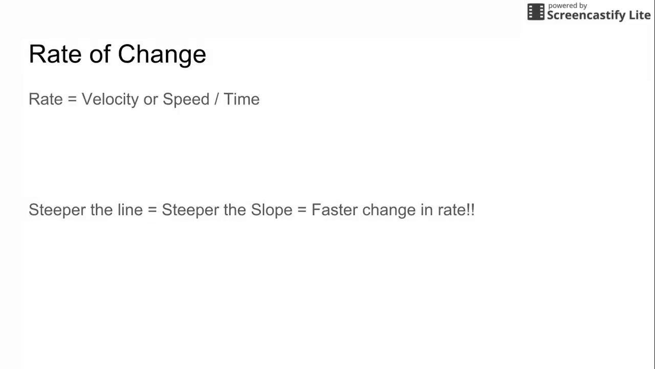So when we talk about rate of change, we're talking about the rate of the velocity or the speed over the amount of time it took to get there. So the steeper the line, the steeper the slope, and the faster the change in the rate. And this is very similar to what we talked about in math, with the rate of change increasing as the slope gets steeper.